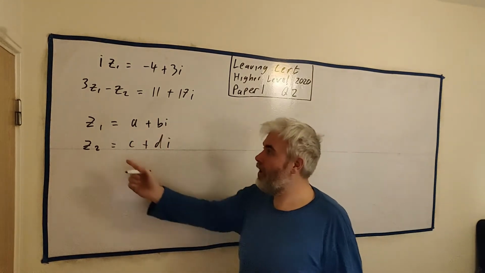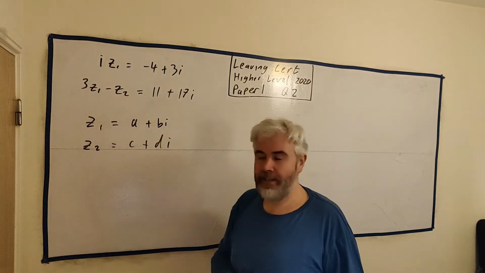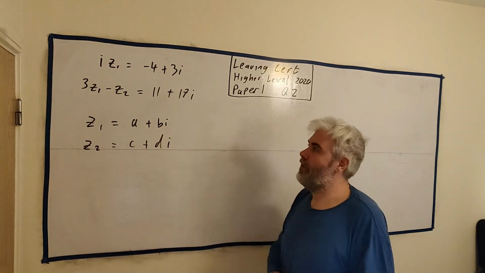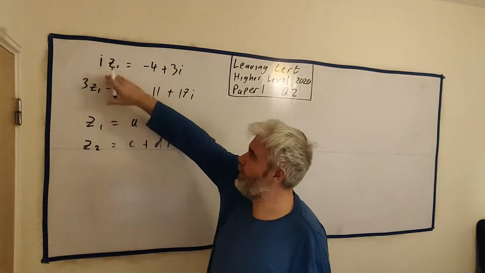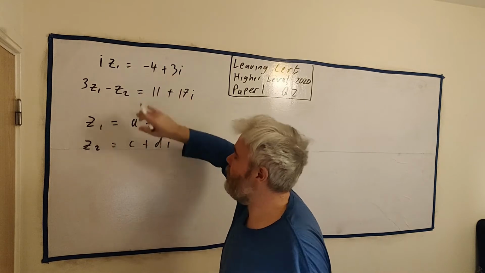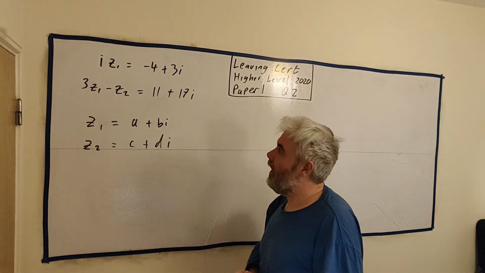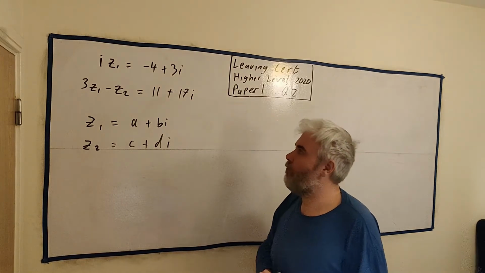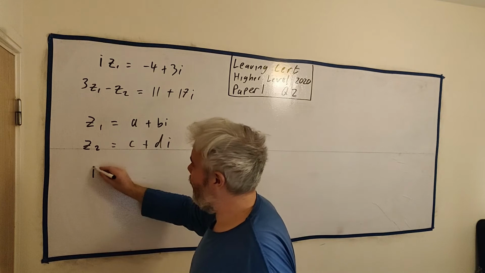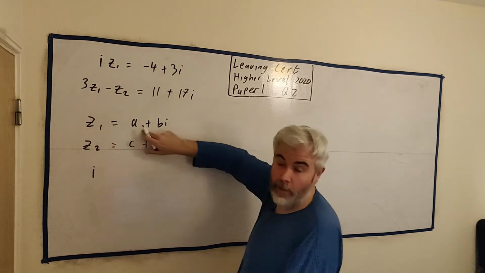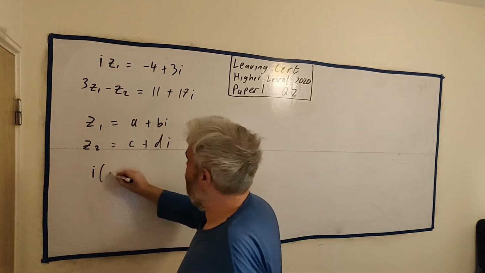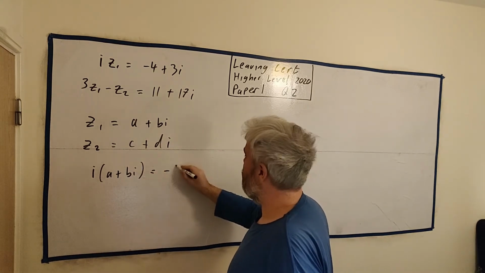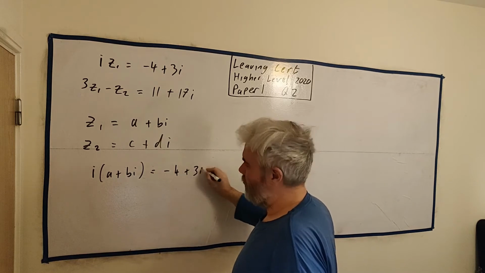So we want to find out what these four variables are. Rather than trying to find out what Z1 and Z2 are, we'll look for each of these individually. That's how we go about most of these questions. Complex numbers actually hold two bits of information. If I write out the first line again, instead of Z1, I'm going to write my new broken up part: I times A plus BI equals minus 4 plus 3I.